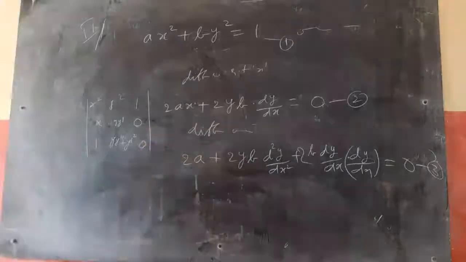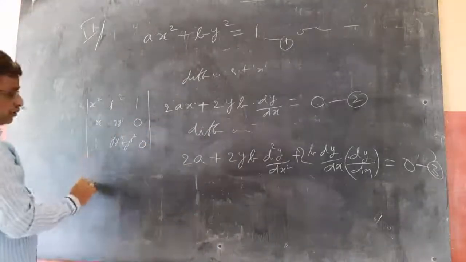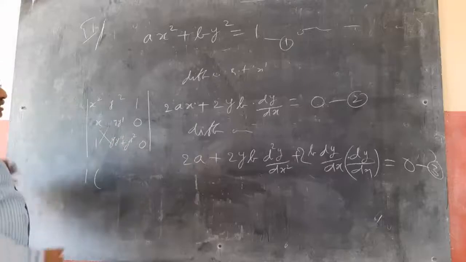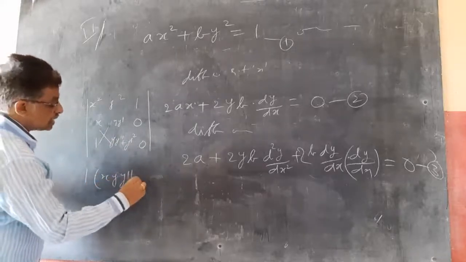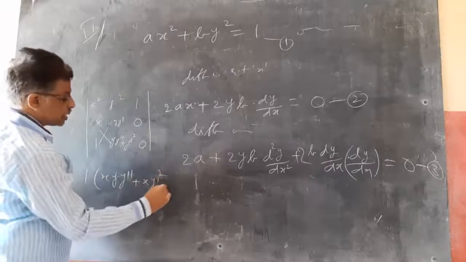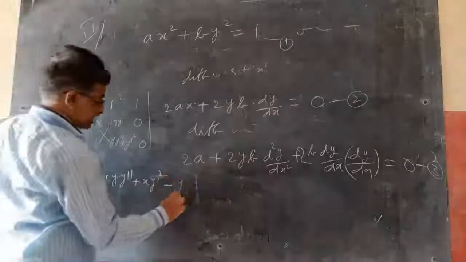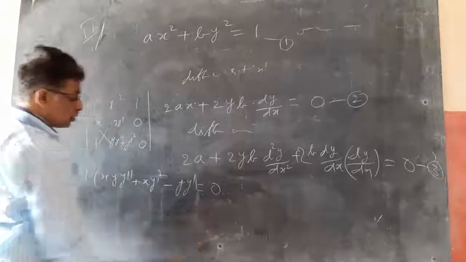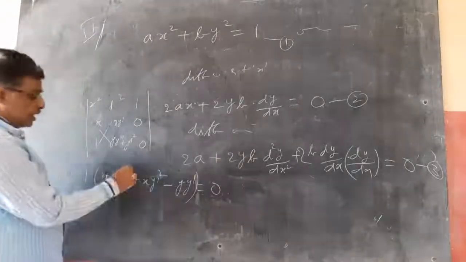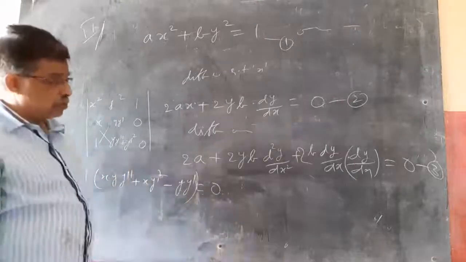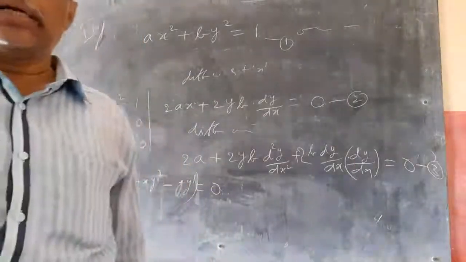Now solving this, I can directly get 1 into this minus this into this. So this is y double dash plus x y dash square minus y dash equal to 0. So this is a differential equation of order 2 and degree 1.